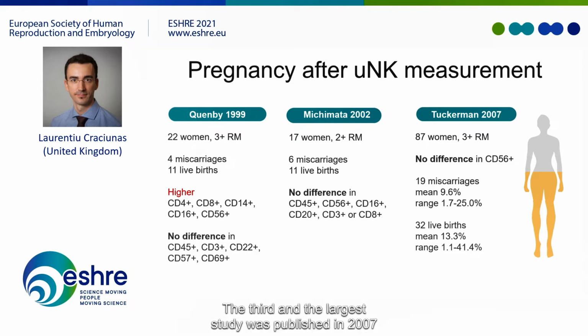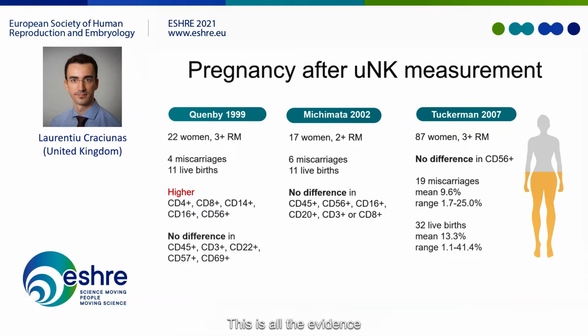The third and the largest study was published in 2007 and included 87 women who suffered 3 or more recurrent miscarriages. After uterine natural killer cells testing, 19 suffered another miscarriage and 32 achieved a live birth. There was no difference in the uterine natural killer cells as tested before the pregnancy. More than that, if you look at the range of uterine natural killer cells in women who had a live birth, you see that it goes much higher than in those who suffered a miscarriage.